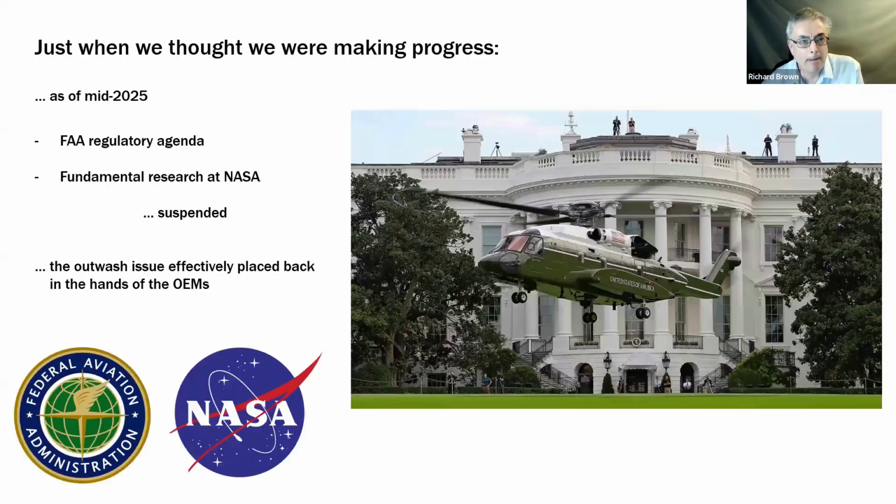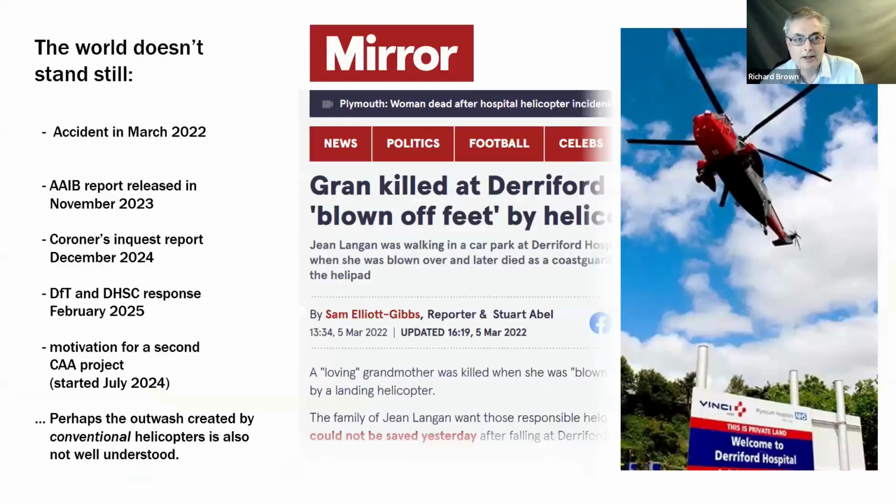Now, just when we thought we were making progress, the FAA was starting to pay significant attention to the outwash problem. As of mid-2025, the FAA regulatory agenda and the fundamental research at NASA has unfortunately been suspended. And the outwash issue has effectively been placed back in the hands of the OEMs, which for many reasons, I don't think is a great idea. I think the regulators should actually be leading this particular research, and hopefully we'll see some changes in that respect in short order. But of course, the world doesn't stand still.